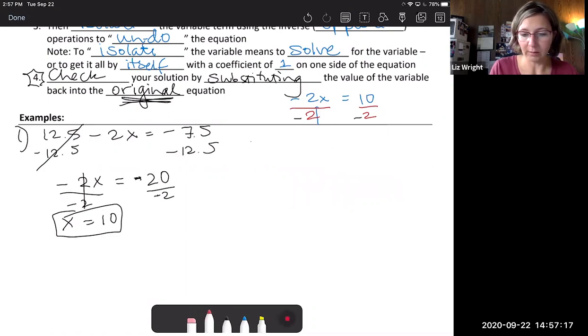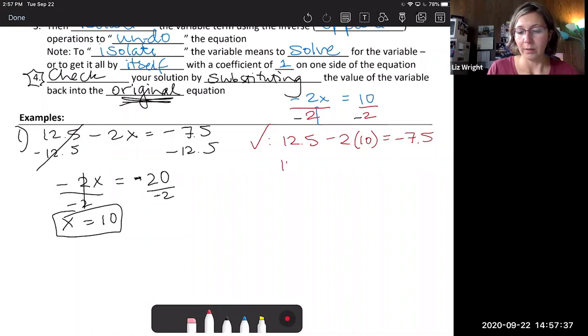So for my check, I want you to do like a little check mark, or you can write the word check. We're just going to plug it in. So we're going to do an algebraic check where we say 12.5 minus 2 times 10. I know you don't want to write this in your notes, but do it. Put it in there so you don't miss your completion points in your notes. It's also just good to have it in there.